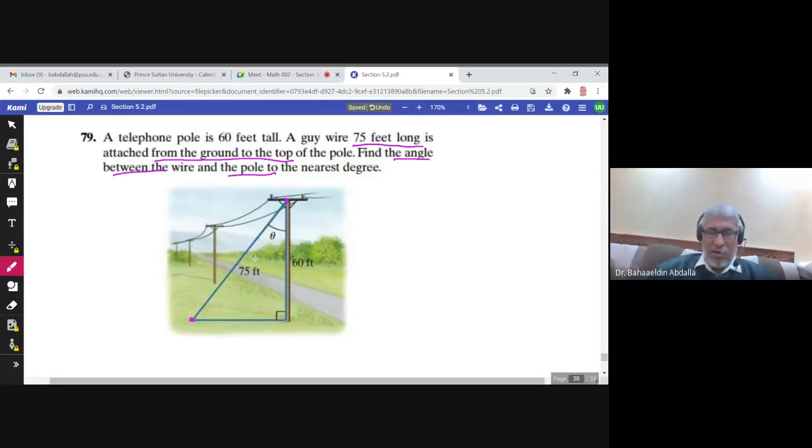What do we have? We have the adjacent of theta. We don't have the opposite here. And we have 75, and 75 is the hypotenuse. So what is the function that deals with adjacent and hypotenuse? If you know SOH CAH TOA, you know that cosine theta is adjacent over hypotenuse. So what is adjacent? 60. And what is hypotenuse? 75. So cosine theta is 60 over 75.